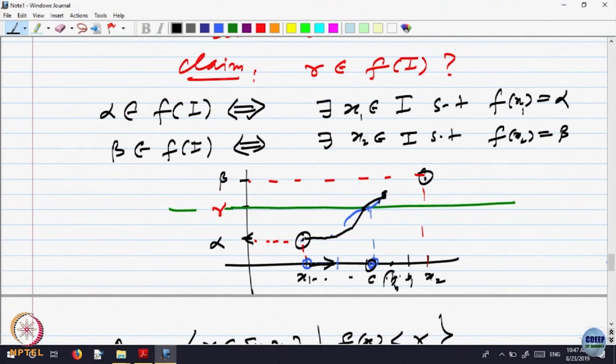It is bounded above by x2, so it must have a least upper bound, and that least upper bound is the required one, because everything on the right hand side will be bigger than gamma. Here it is less than or equal to, that's why it has to be equal to gamma, right? So that is one way of proving that if a function takes two values alpha and beta, then it takes every value in between.